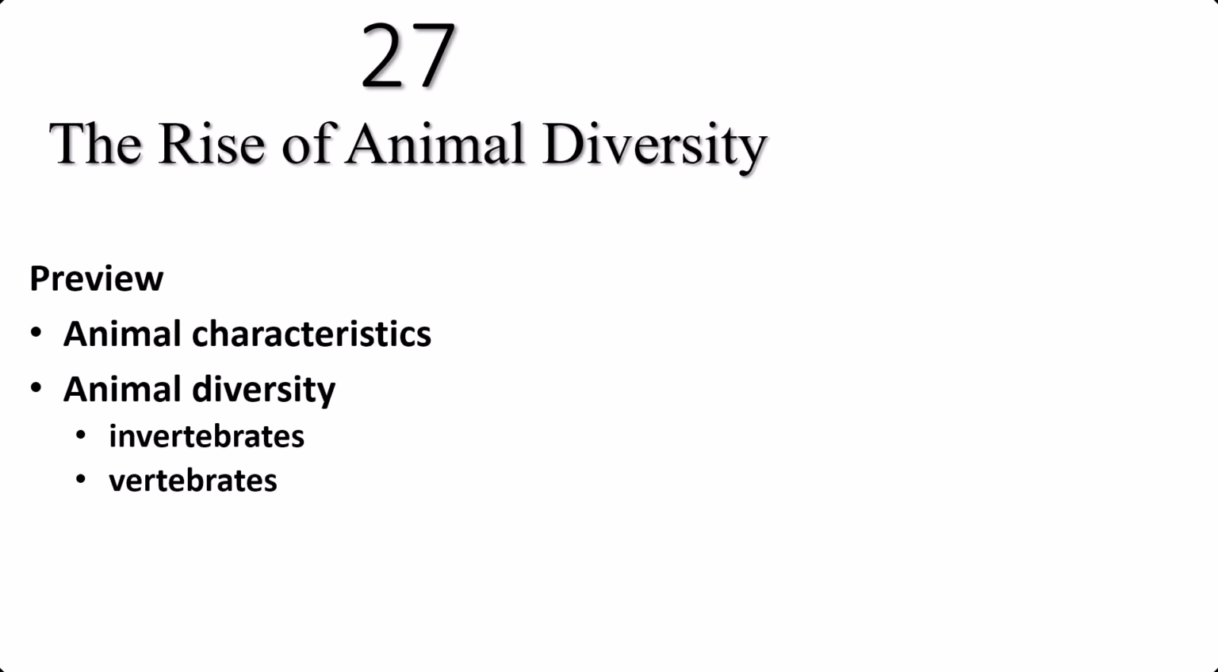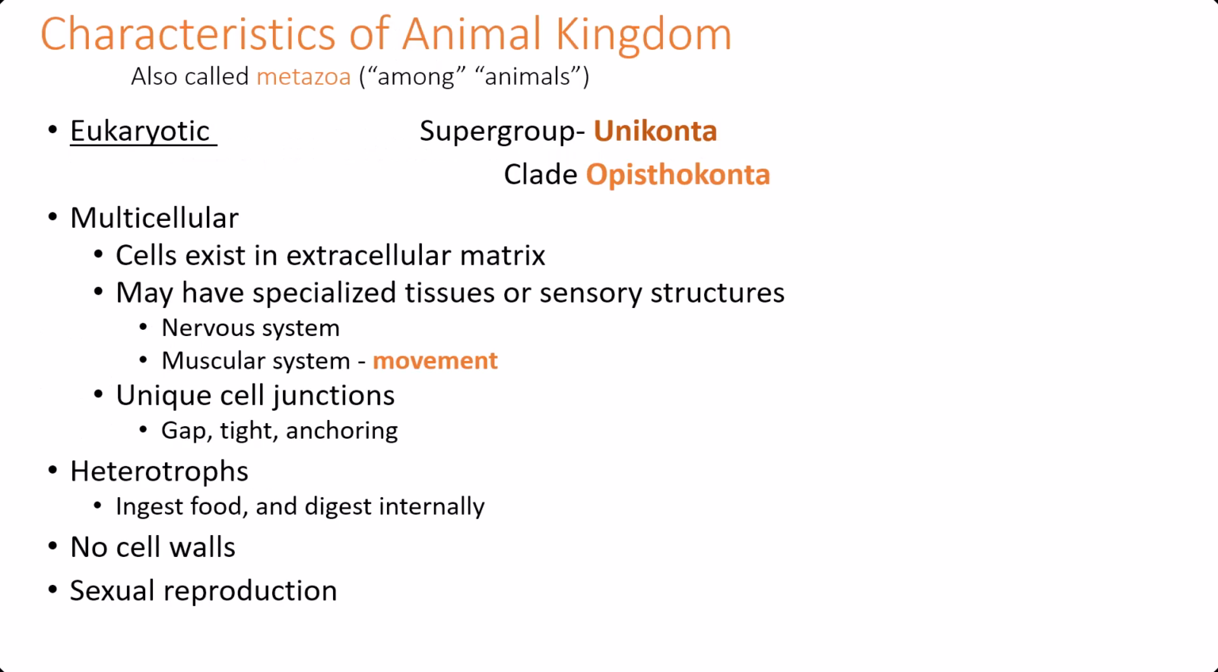So we made it to chapter 27, which is our last chapter in Unit 1 of Bio 2. This is the animal chapter. So we're going to talk about some characteristics that are used to describe animals, what makes an animal, and vertebrate and invertebrate animal diversity. So what makes an animal an animal?